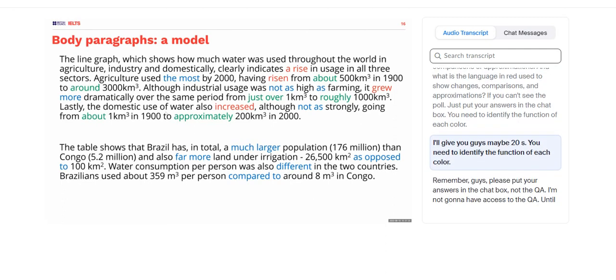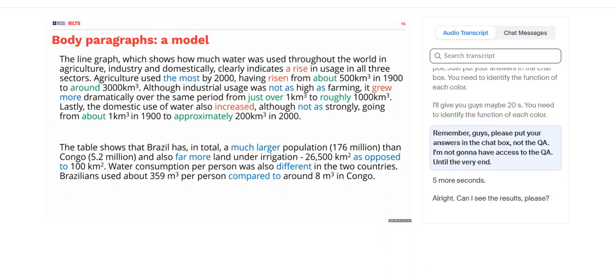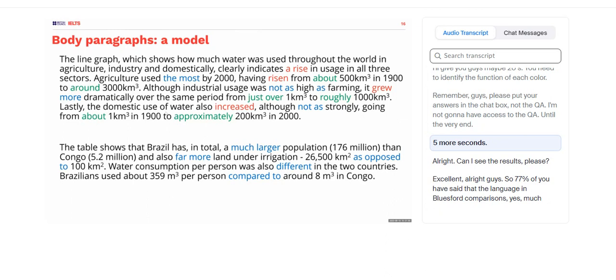I'll give you guys maybe 20 seconds. You need to identify the function of each color. Remember, guys, please put your answers in the chat box, not the Q&A. I'm not going to have access to the Q&A until the very end. Five more seconds.